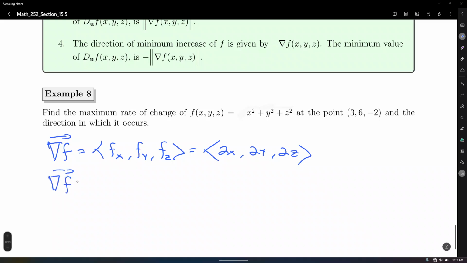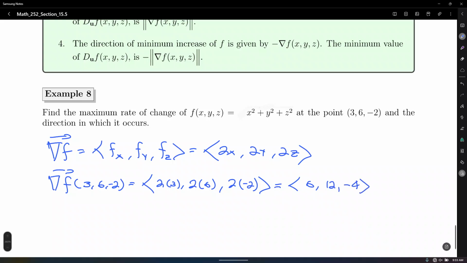Nabla of f at the point 3, 6, negative 2, that is 2 times 3, 2 times 6, and 2 times negative 2. So that's going to give us the vector, 2 times 3 equals 6, 12, and negative 4.